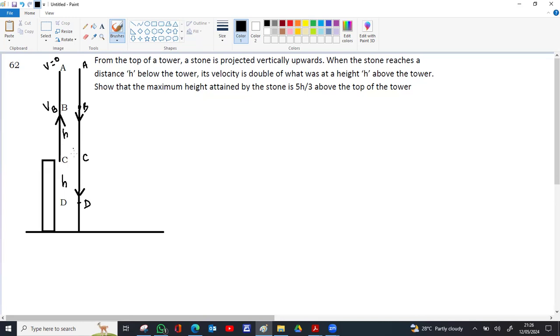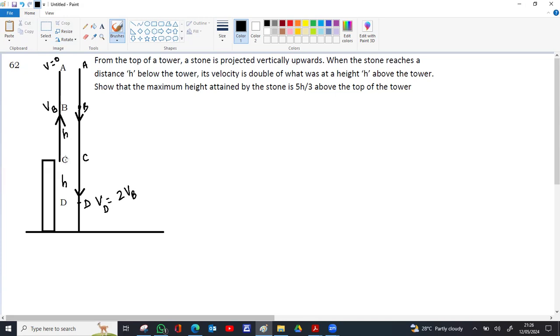What are they telling? The velocity at D, which is h below the tower, is double the velocity at B. That point B is h height above the tower. As it falls down, the velocity will increase. At B there is a particular velocity. When it reaches D, that becomes double of that. That means the velocity at D can be taken as 2 times the velocity at B in magnitude. If it is downward, both are negative. Upward, you can take as positive.